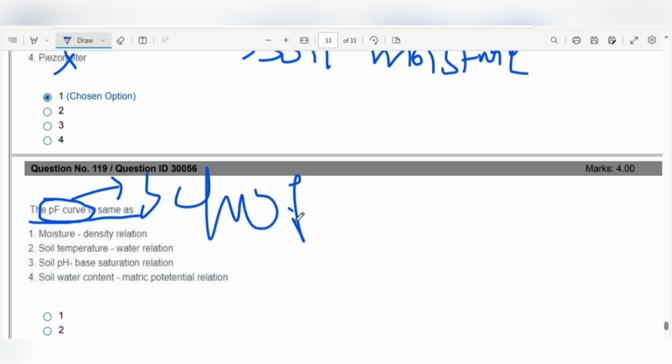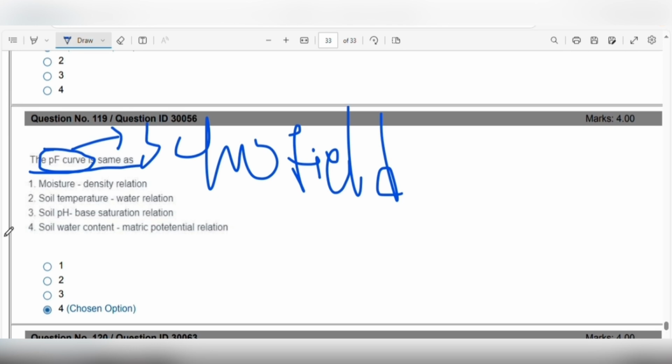The concept of PF was given by him, and the PF curve is nothing but a soil water content and matric potential relation. How much matric suction is there and how much water content is there. The other options are not feasible, so we can get the answer of this by simple elimination method as well. Soil pH, it is not related to soil pH at all. It is not related to temperature. It is not related to density. So all these three options are incorrect, whereas option 4 is the correct option.